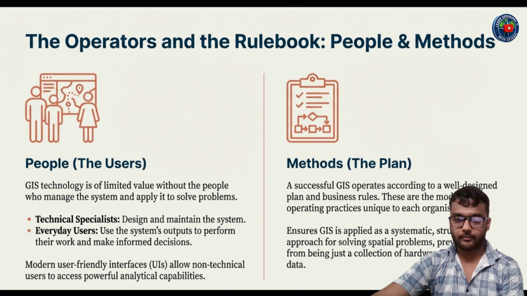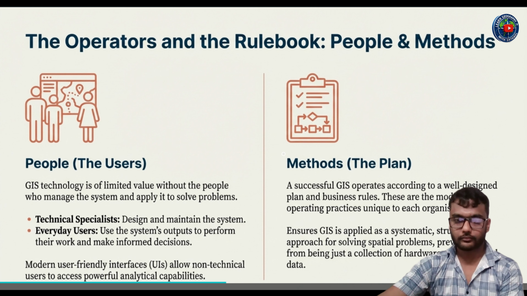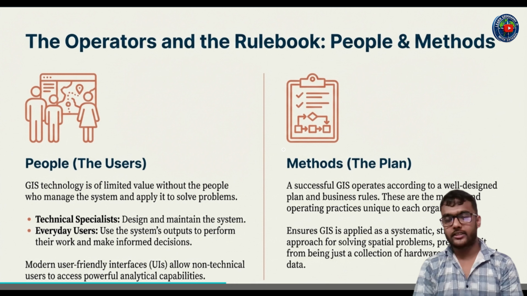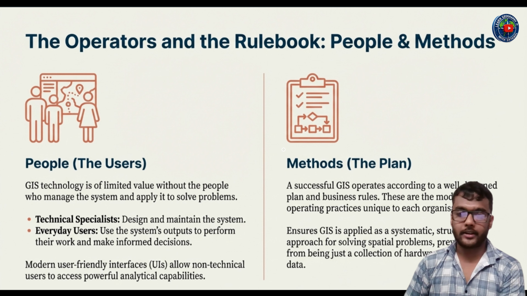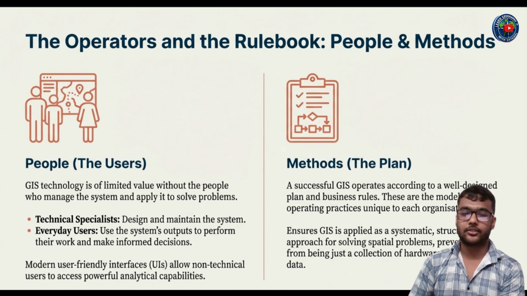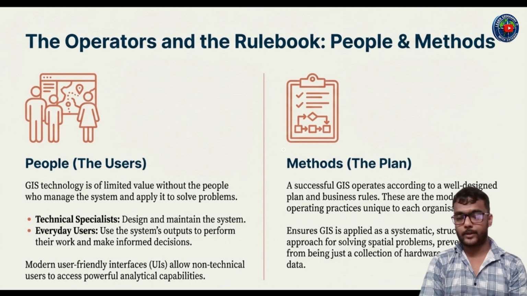And methods. Method means the plans. A successful GIS operates according to a well-designed plan and business rules. These are the models and operating practices unique to each organization. This ensures GIS is applied as a systematic, structured approach for solving spatial problems, preventing it from being just a collection of hardware, software, and data.